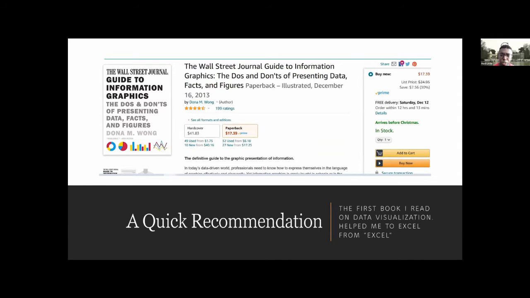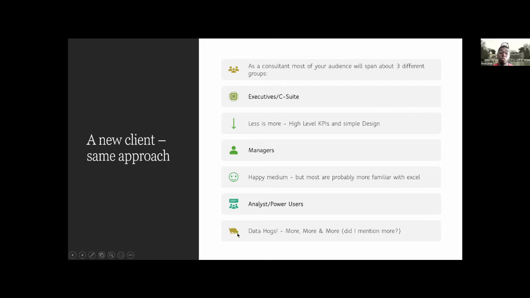What I want to talk about is the types of audience that you're going to have to design for. I'm a consultant, I've been consulting for 10 years, and the groups I've consulted with typically fall into about three buckets. You've got your very high-level executive C-suite. Less is more. They want KPIs, key performance indicators, or key business indicators, as some people call them. Very simple, very to the point, because they don't have the time to digest lots of information in most cases.